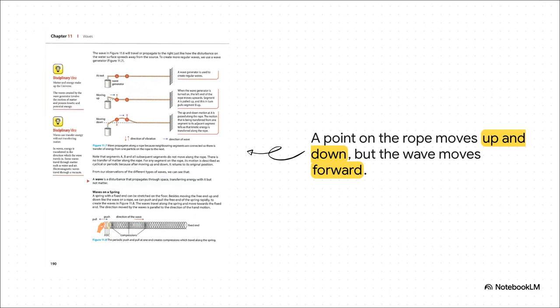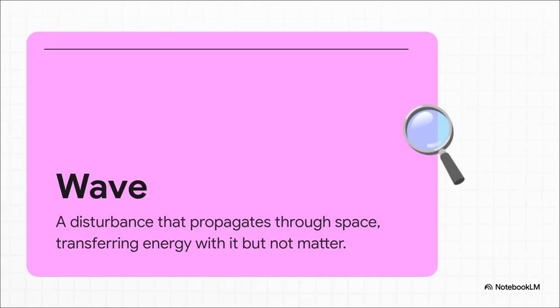But if you look really closely at a single point on that rope, like point A here, what's it doing? It's just moving up and down. It oscillates, but it doesn't actually travel down the rope itself. And that is the crucial point. A wave is an energy delivery system, not a matter delivery system. It's a disturbance that moves through something, carrying energy with it, but the stuff it's moving through, we call that the medium, like the rope or the water. It pretty much stays put.